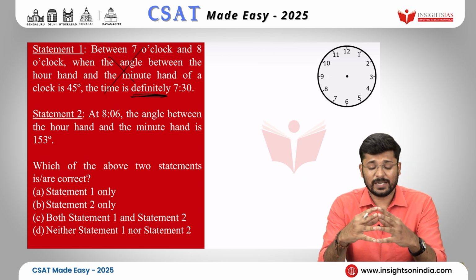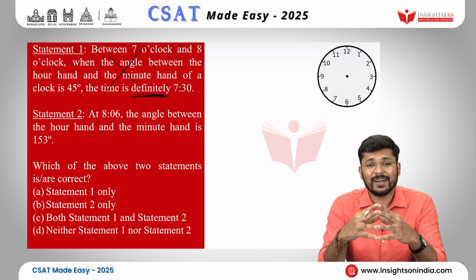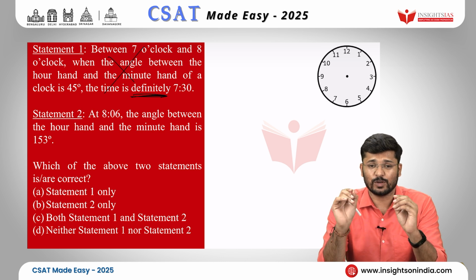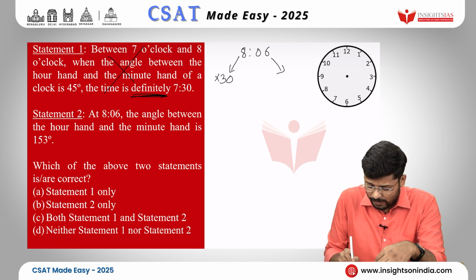What does statement 2 say? At 8 hours 6 minutes, the angle between the hour hand and the minute hand is 153 degrees. This looks simple. Okay, we will solve it now. What we will do? We will write 8 hours 6 minutes, and we will multiply 8 with 30 and 6 with 11/2.